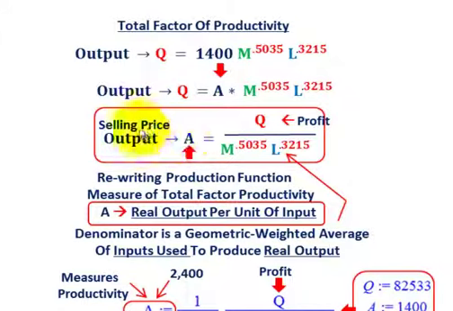Okay, so the selling price, or in this case it was selling price here, that I'm looking at, this A here, really represents the real output per unit of input. So our denominator here for material and labor is a geometric weighted average of the inputs used to produce the real output, which would be selling price per unit. Okay, so that's what we've done by rearranging that equation.